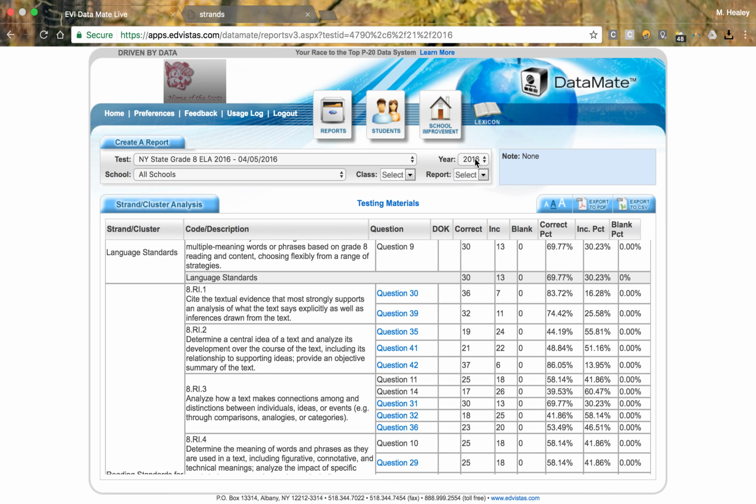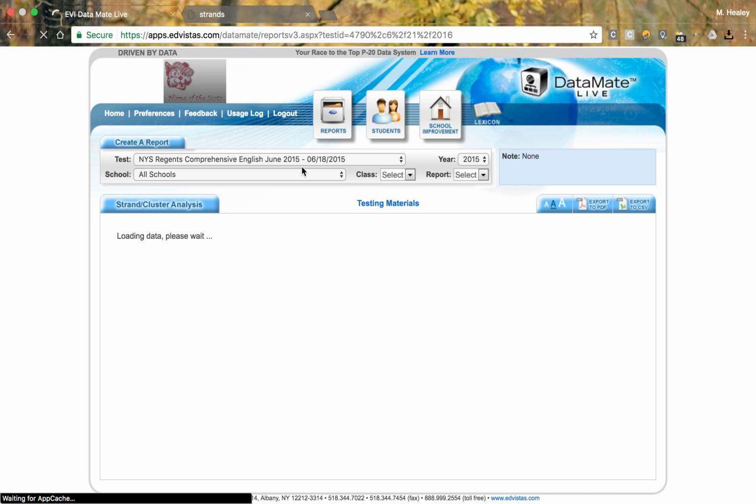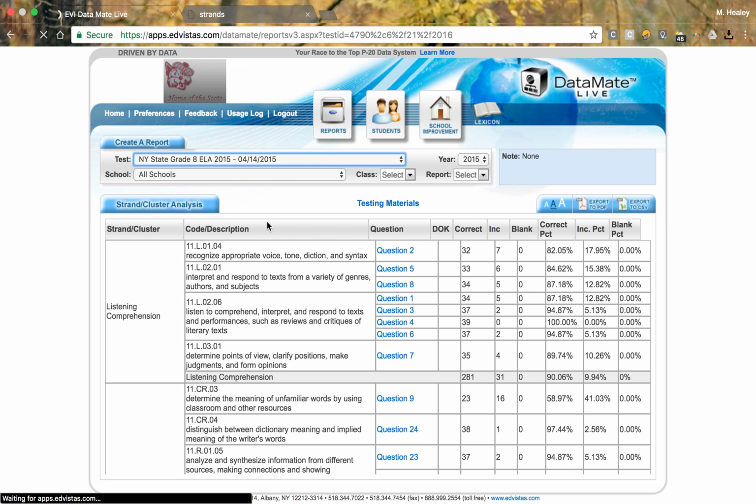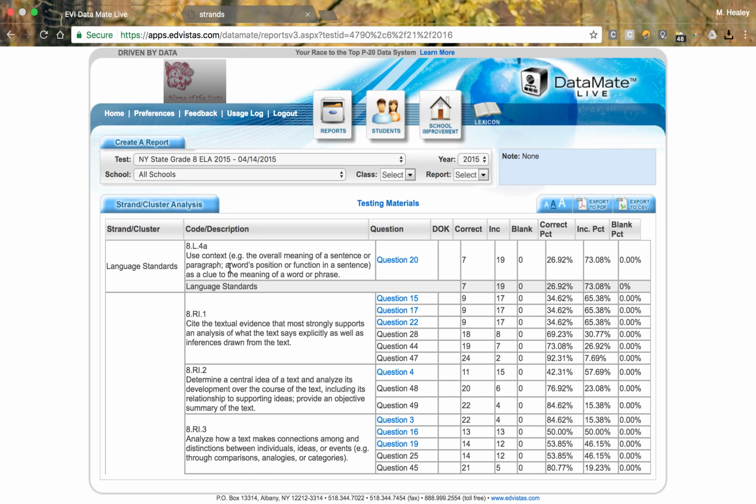And what I like about this report is that you can also go back to the 2015. You can do ELA 7 or 8. You can look at how a cohort is progressing. So obviously the 2016 8th graders would be the 2015 7th graders. Or you can look at how a particular grade level has done historically over time in relation to these standards.